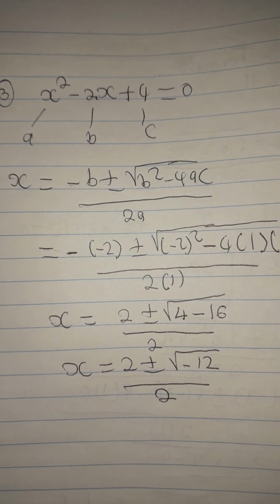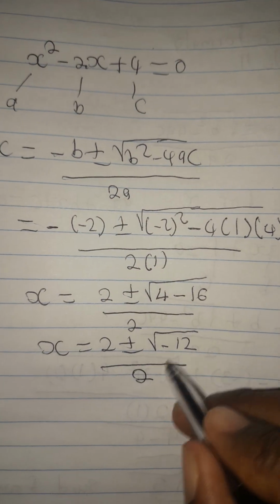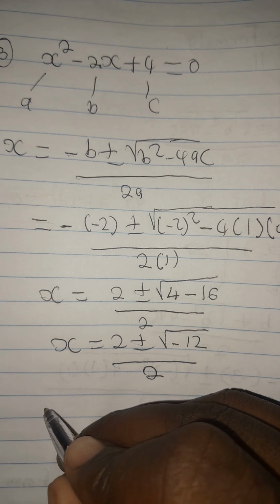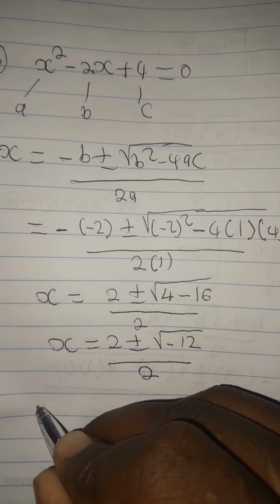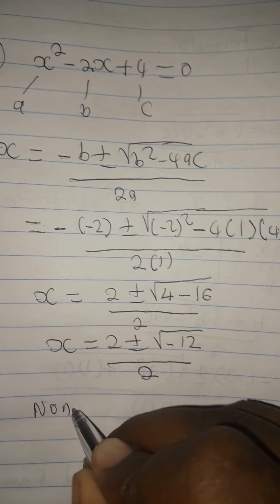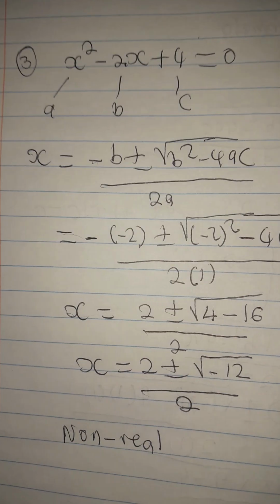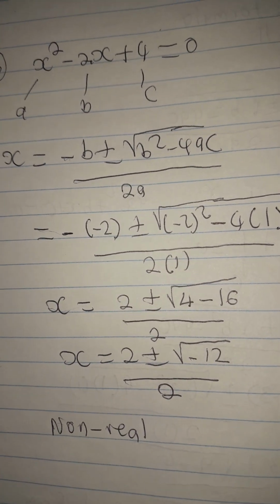We can see that we have a negative under the root, meaning the roots of this equation are non-real. So we have non-real solutions in this case. Remember that the square root of a negative number is non-real.